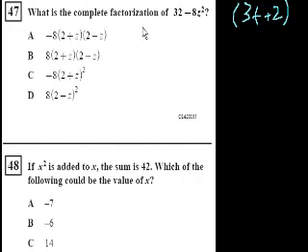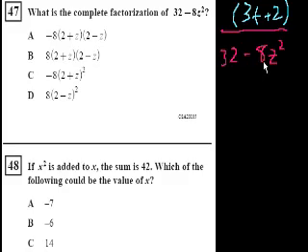What is the complete factorization of 32 minus 8z squared? So let's think about this a little bit. The first thing that I like to do, once again, is to try to factor out any numbers that are just common to all of the terms. So let me do that. 32 minus 8z squared. 8 goes into both of these, right? So let's factor out an 8.